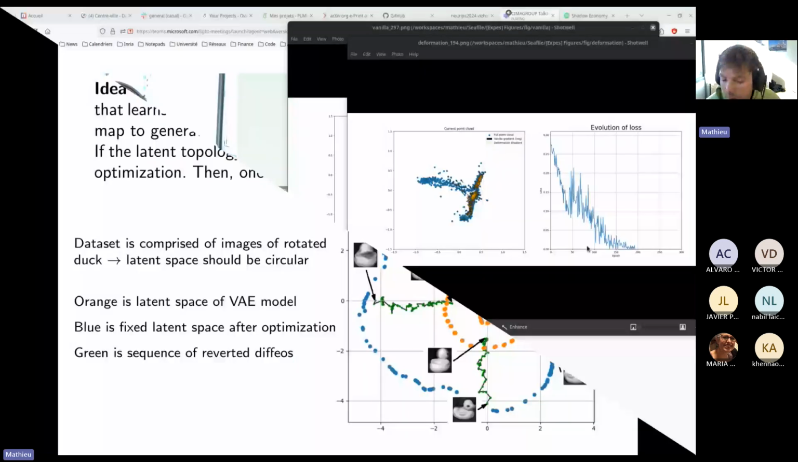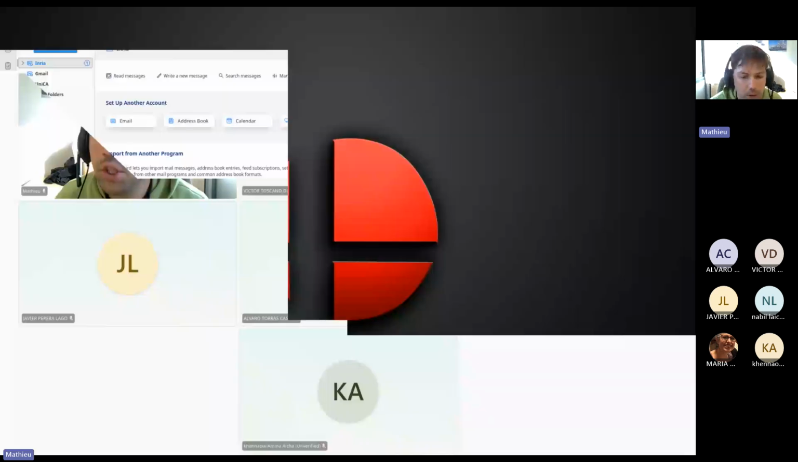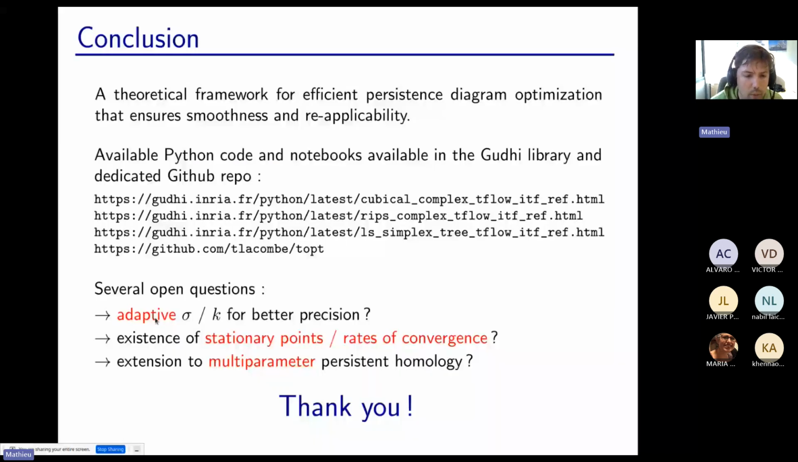Okay, so that's more or less all I wanted to talk about today. Many questions remain open, obviously, like what bandwidth or what kernel should I use, or could I adapt them automatically based on the point cloud instead of having to fix it beforehand? Can we compute, I don't know, the speed of convergence of this sequence of diffeomorphisms? Can we even extend it to persistent homology with more than just one filtration? Many questions remain open that we left for future work.